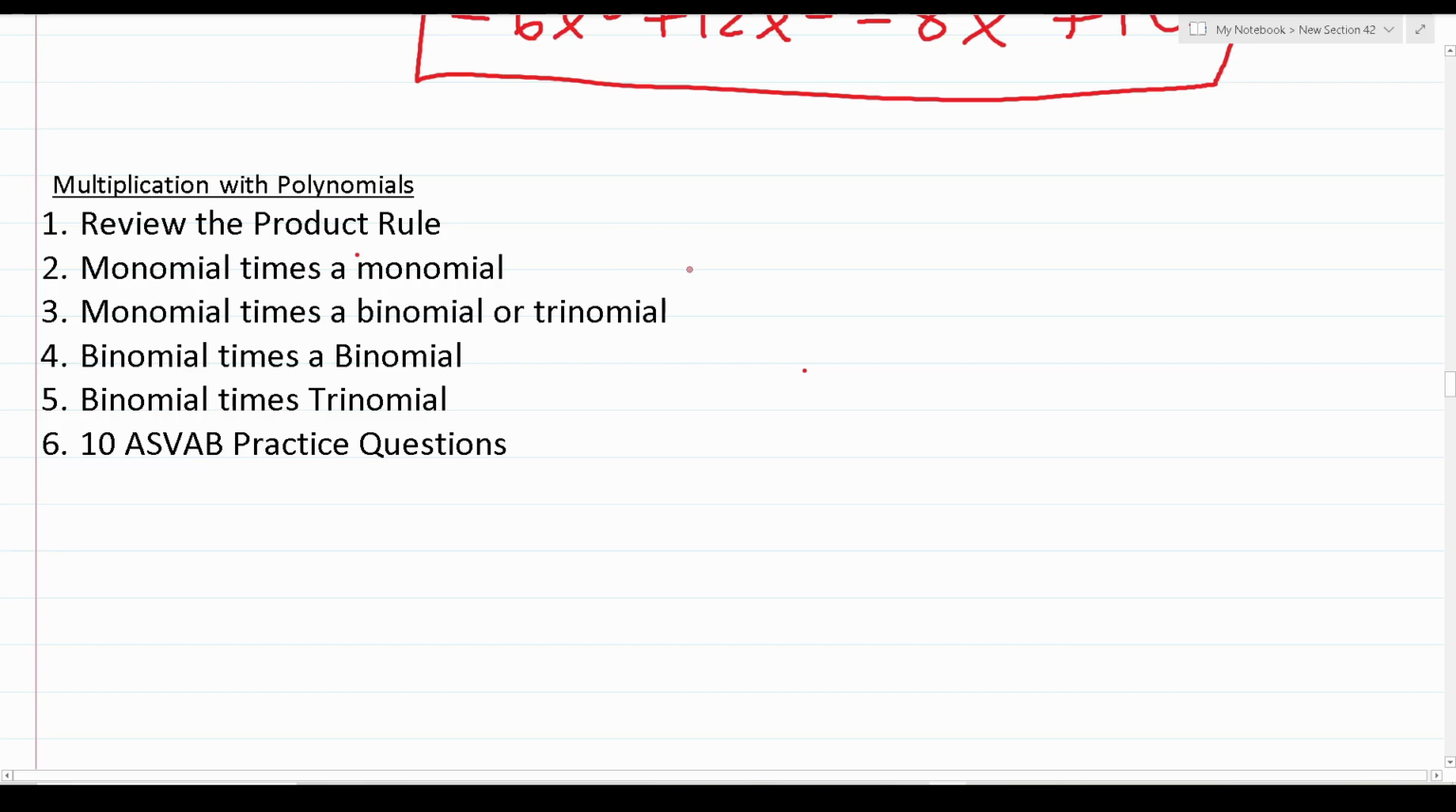In today's video, I'm going to be discussing how to perform multiplication with polynomials. Previously, I showed you how to add and subtract with polynomials, and as I mentioned in that previous video, multiplication is a little bit more involved, and for that reason, I decided to make a separate video covering it.